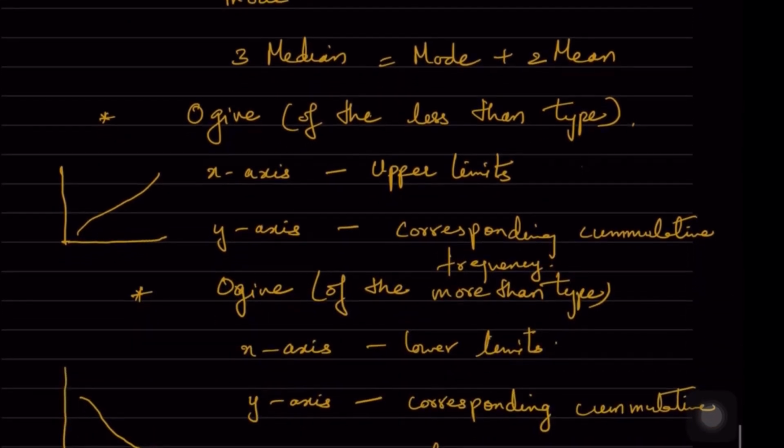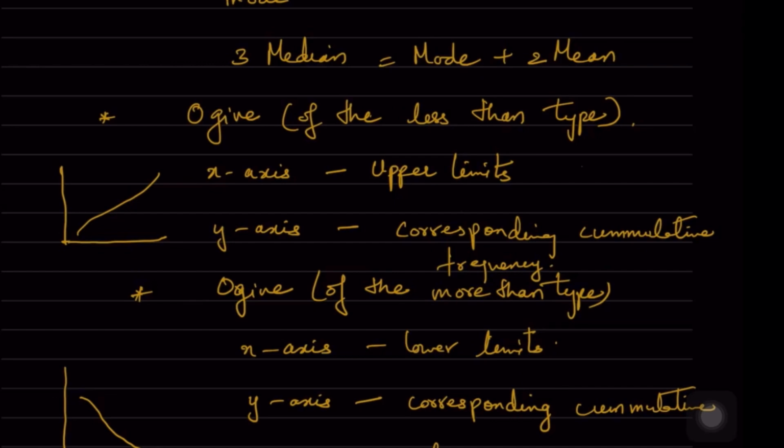Next, ogive curves of less than type. On the x-axis you take upper limits, and on the y-axis you take the corresponding cumulative frequency. Here the cumulative frequency is added from the top. Suppose the frequency observations are 2, 5, 6, 7 and so on. The first observation you write as it is, the second observation will be 2 plus 5, then you add the next observation and write that there. So it goes from the top. So here you have it for less than type.